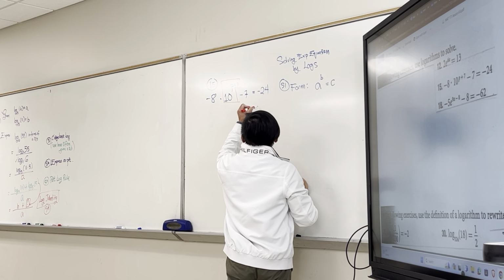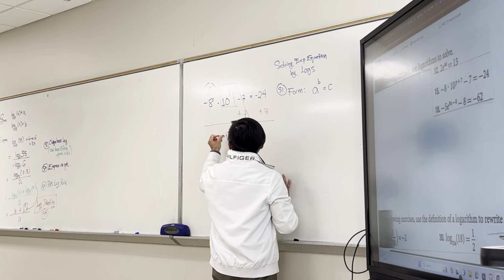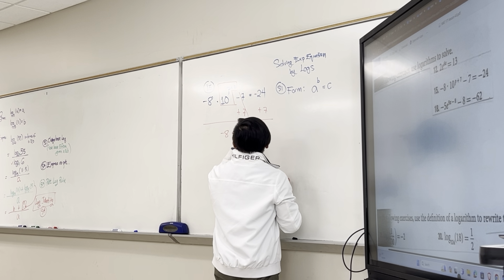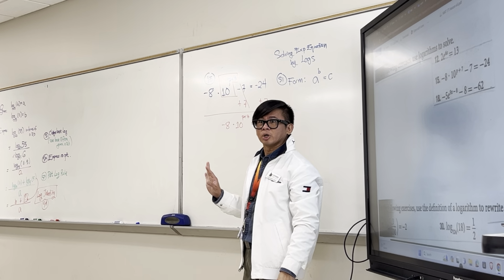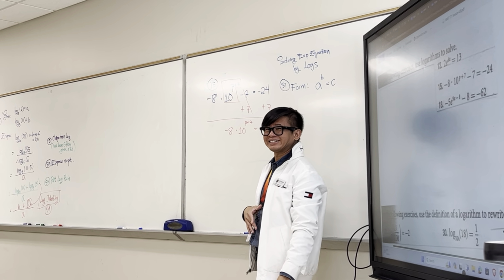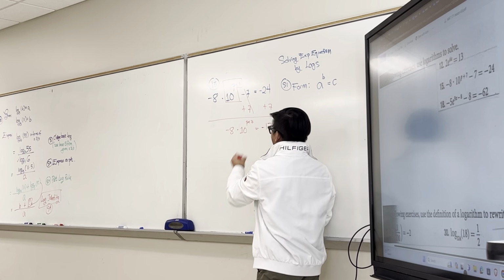So let's do that one. Plus 7, so this will cancel out. Hence we got negative 8 times 10 to the p plus 7 is equal to what's negative 24 plus 7? Okay, calculators. Hampton, what's that? Negative 24 plus 7. Negative 17. There we go.